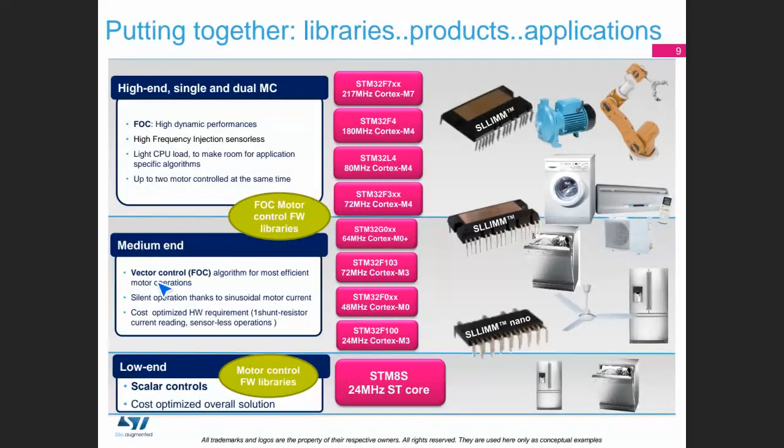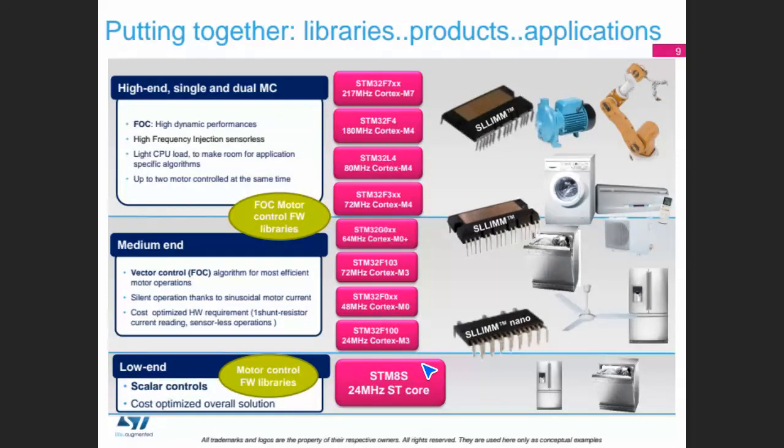Also, what is medium-end? In medium-end, white goods, for example a simple ventilator, simple refrigerator, air conditioner, maybe a washing machine, etc. Generally, in medium-end applications, we use vector control. Vector control means field-oriented control. I will say something about it next week. It's not a DC motor application. It's an advanced three-phase motor application. Generally, we use field-oriented control for the most efficient motor operation. In vector control applications, we use silent control techniques thanks to sinusoidal motor control.